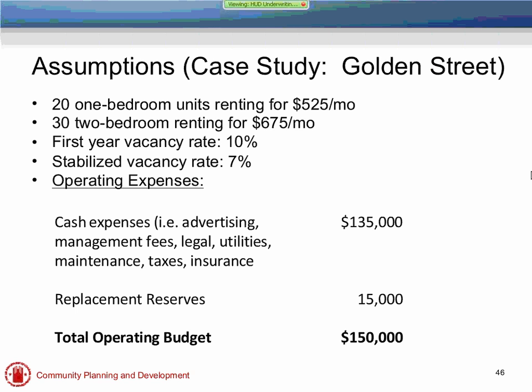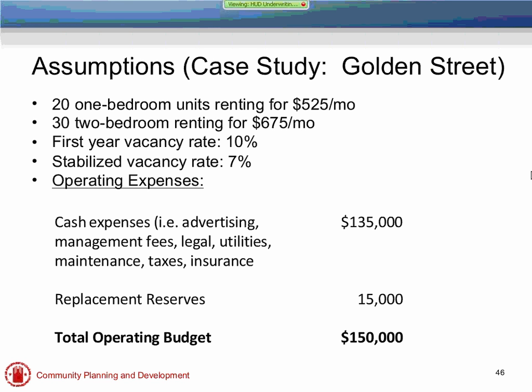Okay, so here are the assumptions as a reminder. We have 50 units total, 20 of them are one bedrooms, and those are renting for $525 a month. 30 of them are two bedrooms, renting for $675 a month. Our first year vacancy rate is 10%, and our stabilized vacancy rate is 7%. So remember, when we're calculating stabilized NOI, we're using our stabilized vacancy rate.